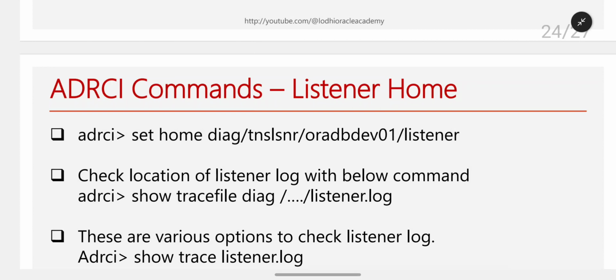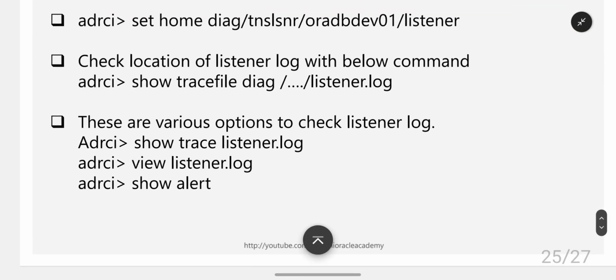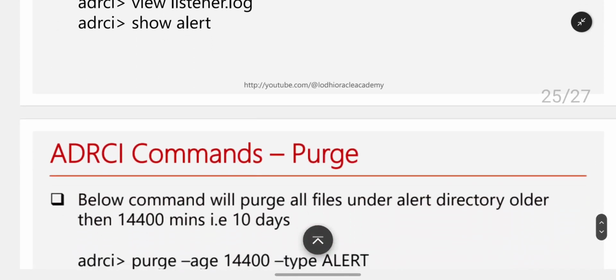Or similarly, you can set the home for the listener and then check the location of the listener log with the below command, show tracefile. Then you can mention the path and listener.log. These are various options to check the listener log: show tracefile listener.log, view listener.log, show alert.